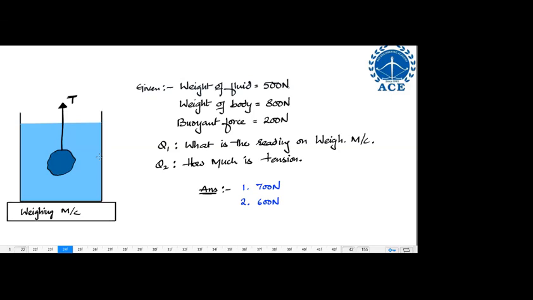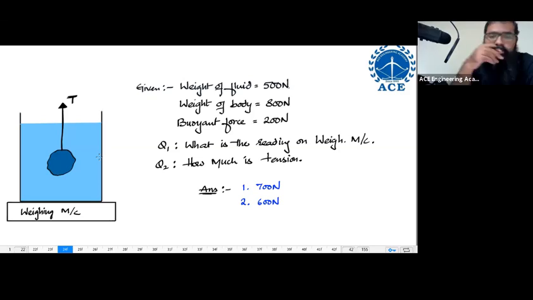No, but sir, if the body is submerged, then it has to go to the bottom. Why should it go to the bottom? Imagine both their specific gravities are same. It can stay in the middle, no? If both the specific gravities are same, yes, it can stay somewhere in the middle. That is also a possibility.